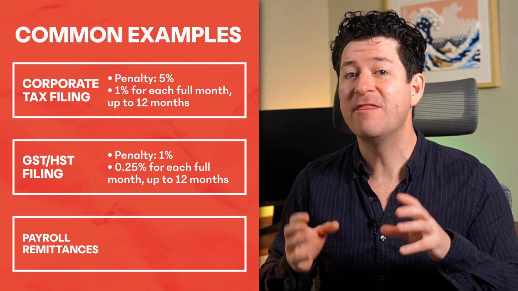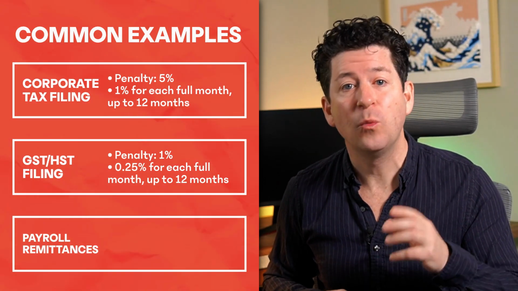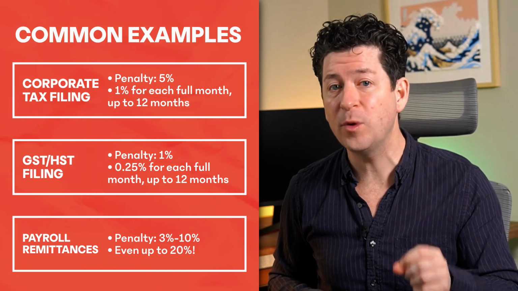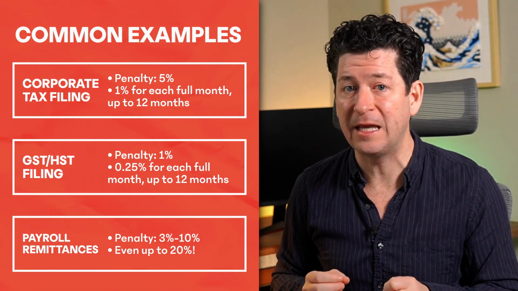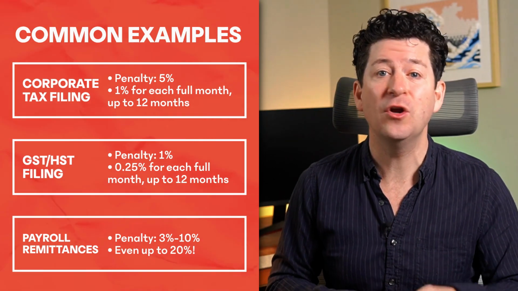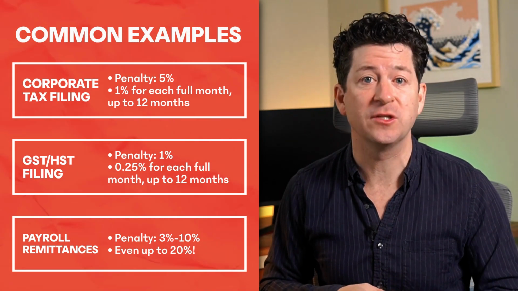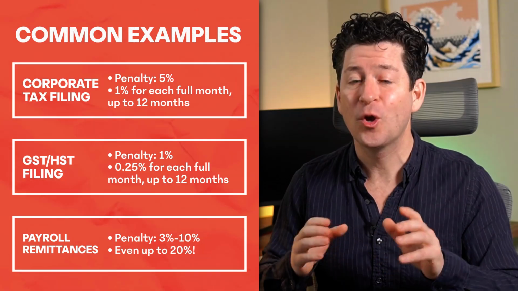Payroll remittances. This is a big one. If you're late with your remittance, penalties start at 3% and go as high as 10%, even for just being a few days late. And if you're late more than once in a year, those penalties can go up to 20%. So yeah, it pays to be on time, quite literally.